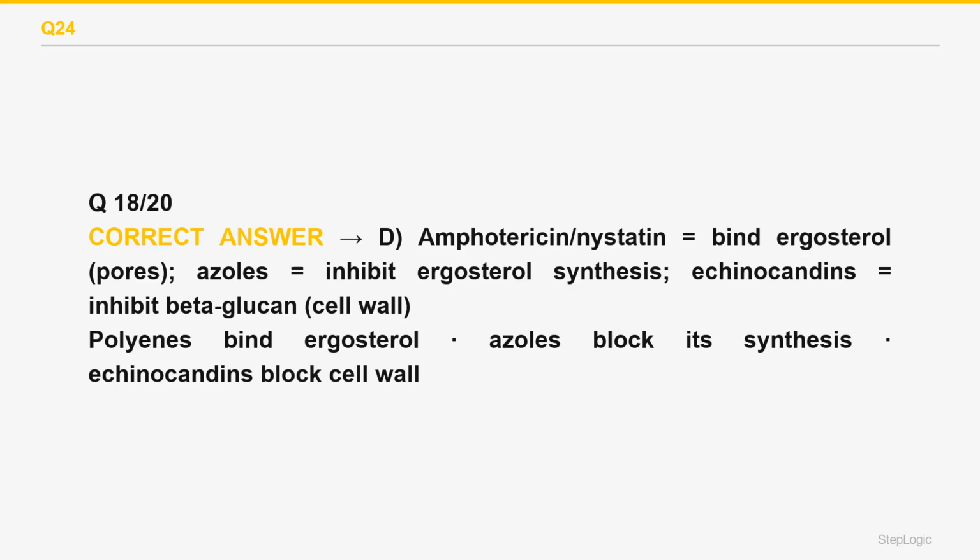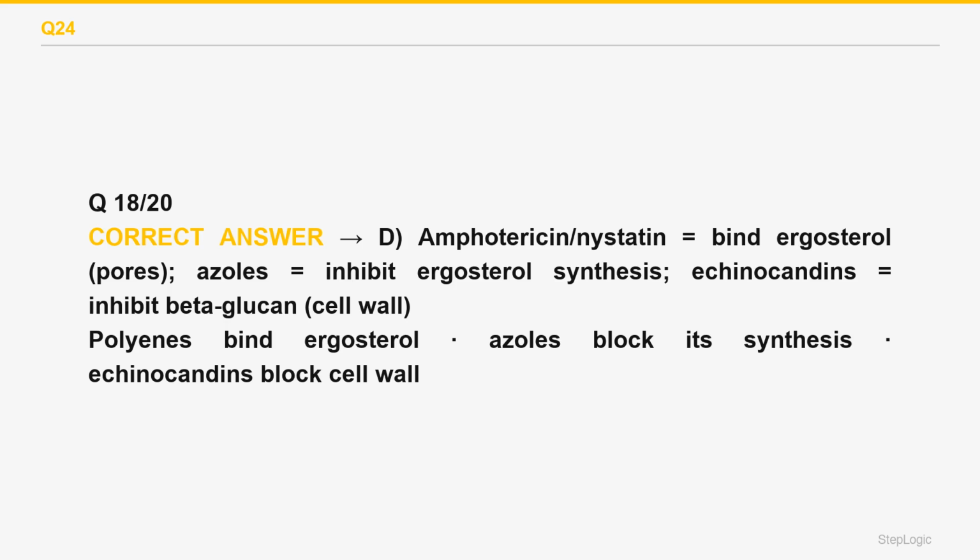So two classes hit the same target, ergosterol, differently. Polyenes like amphotericin bind existing ergosterol to make pores, while azoles block ergosterol synthesis. The echinocandins are distinct, targeting the cell wall beta-glucan. Other agents: flucytosine disrupts fungal DNA and RNA, and terbinafine inhibits squalene epoxidase, also in the ergosterol pathway.